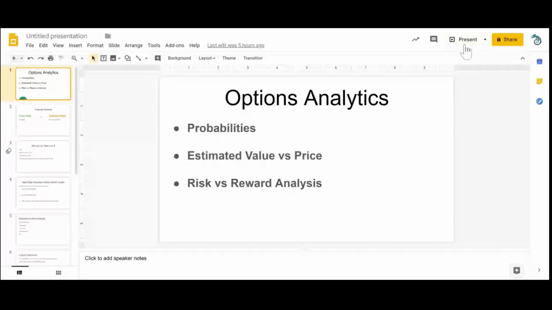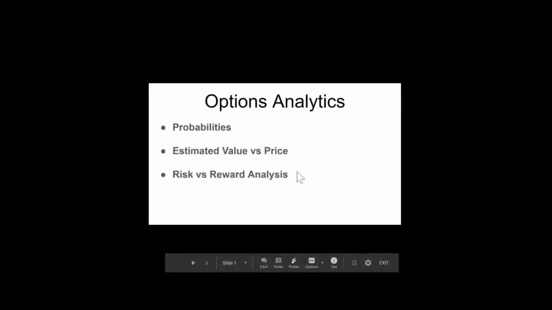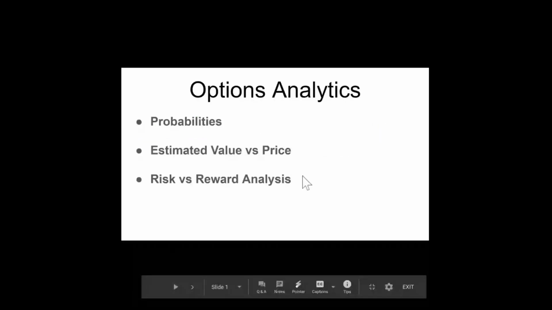Okay, so do you see it now? Yep, your slides right now. Okay, do you see it moving if I move it?